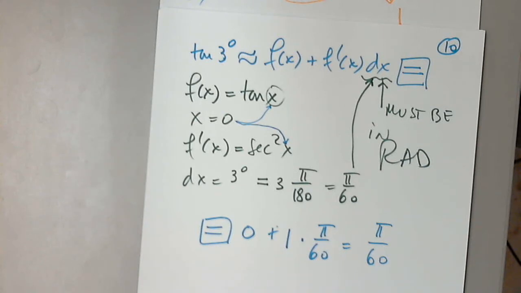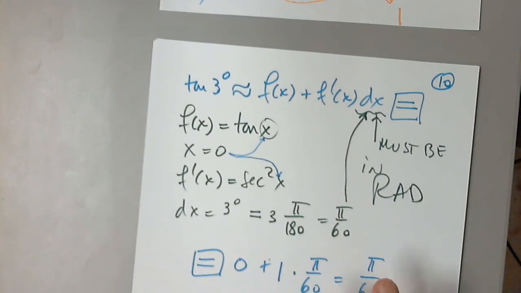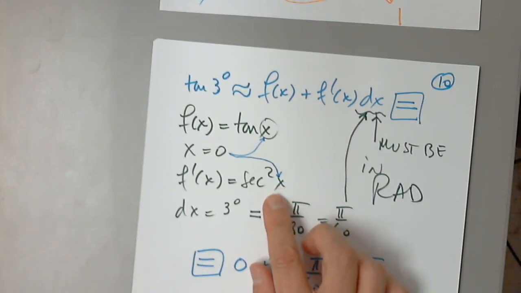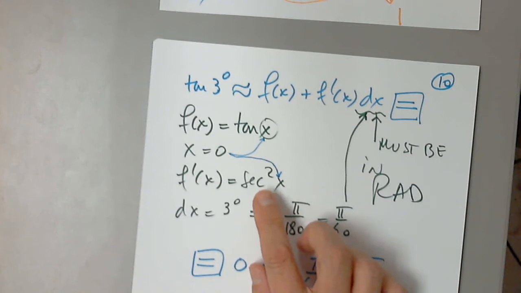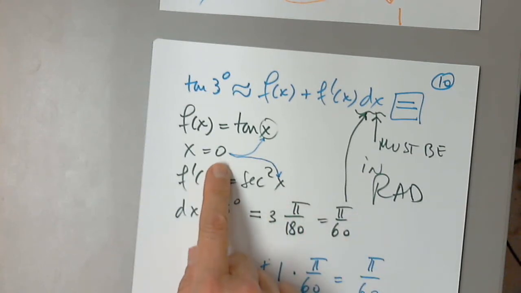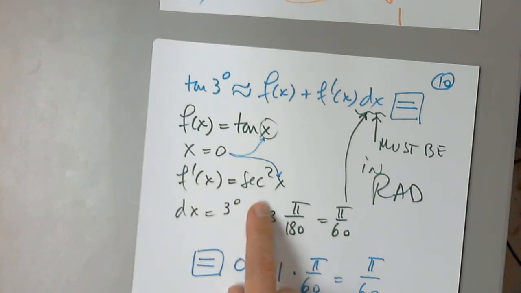Yes, Greg, go ahead, please. So you plugged in 0 for the secant squared, and that's how you got the 1? Yes, because secant is 1 over cosine, and cosine at 0 is 1. Okay. So 1 over 1 will be 1.